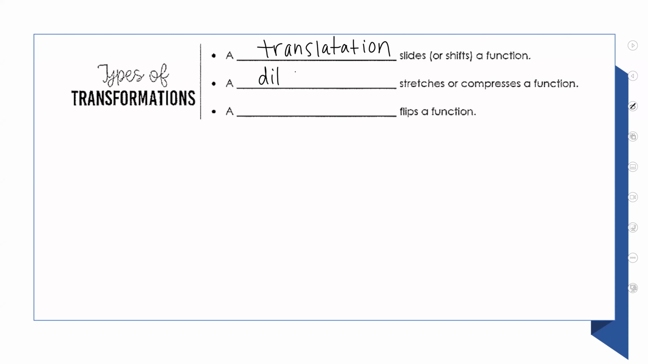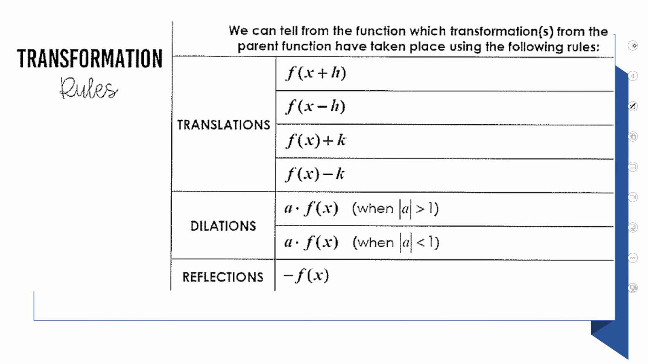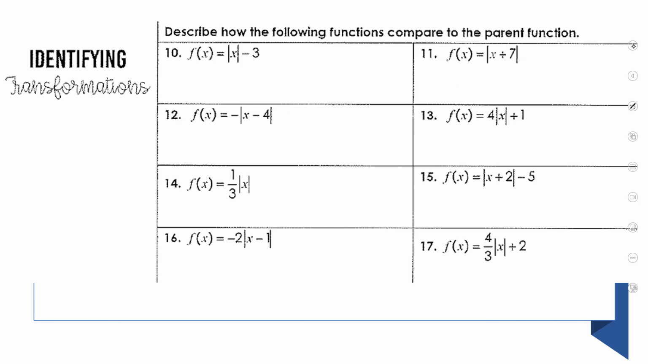A dilation is whenever it's stretched or compressed. It gets bigger or smaller. And then a reflection is when it flips, just like we saw it flip across the x-axis. That is called a reflection, okay? So you might hear those words being used. All right, so let's look at some examples. I'm going to skip this part. That's not really important. We just did that. Okay, so let's look at some examples. Number 10, what do you think happened to this equation?